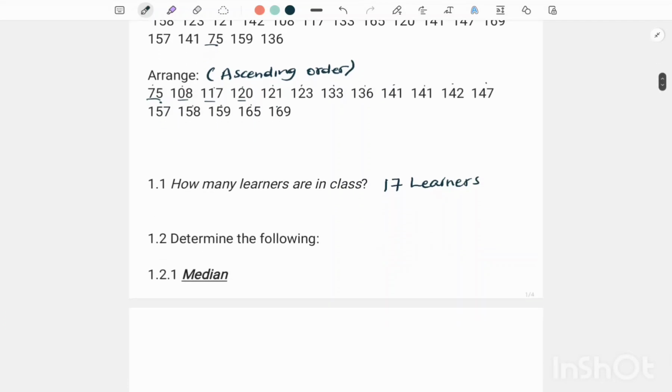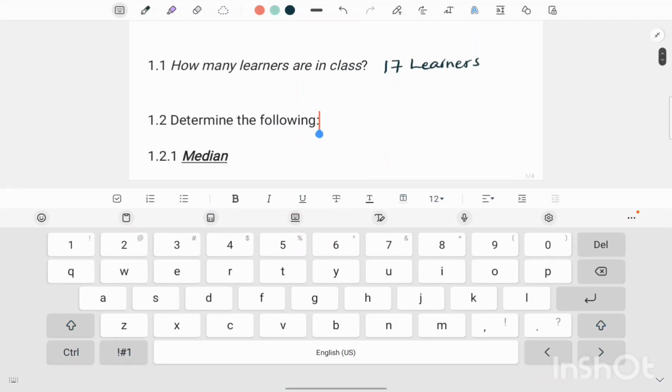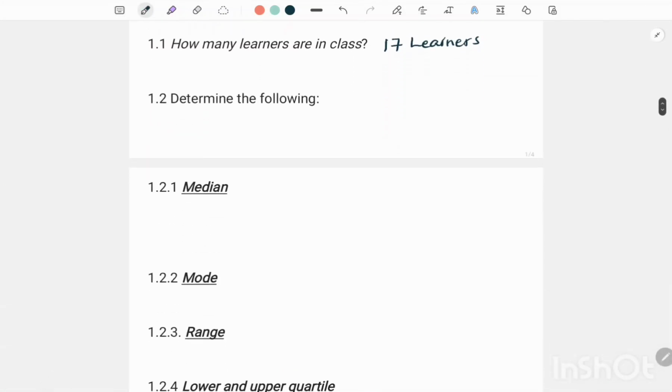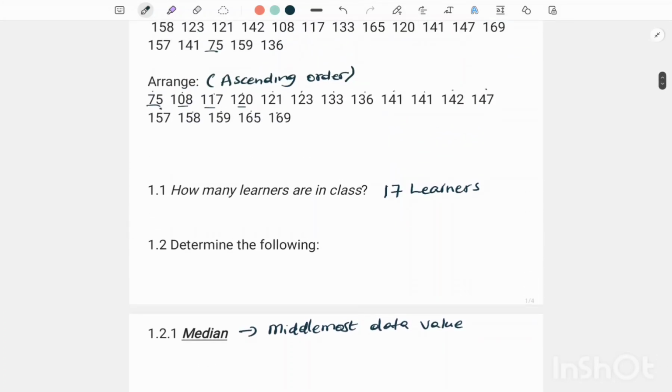All right, now the next question says, what is the median of the data? Now, the median of the data, what is the median to start with? Median is the middlemost data value, the middle one. So you're going to check in your data set what is the middle data value.